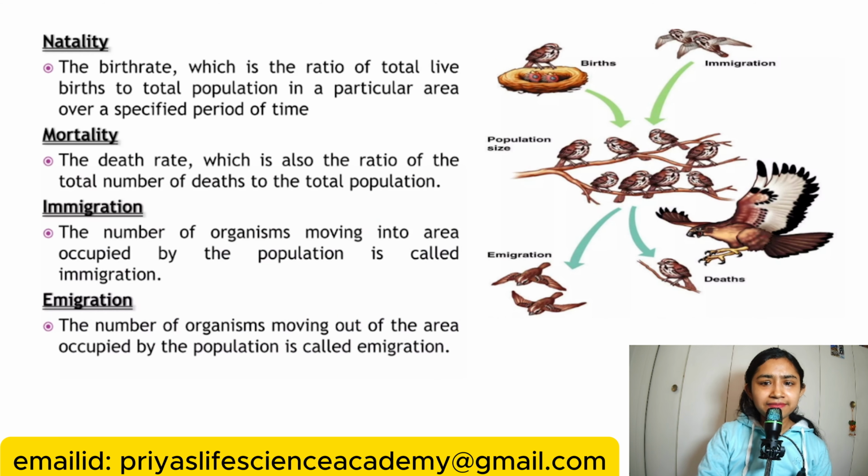Now let's dive in detail into natality, mortality, immigration and emigration. So natality is the birth rate, the rate of birth, which is the ratio of total live births to total population in a particular area over a specified period of time.